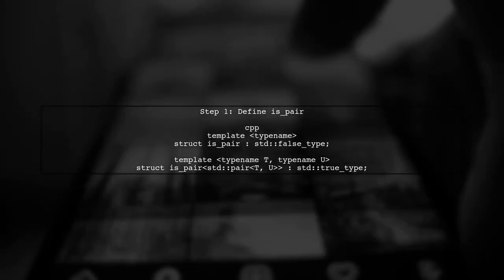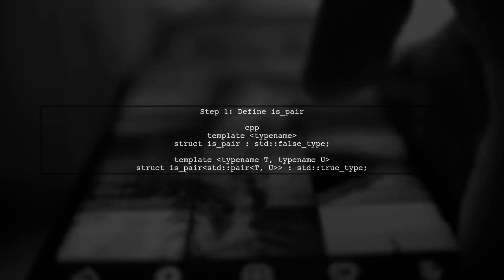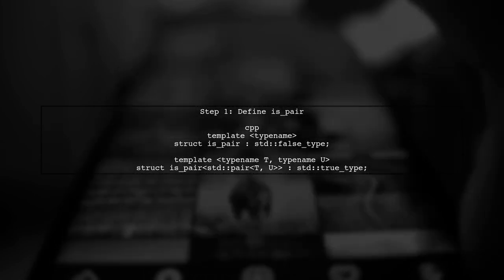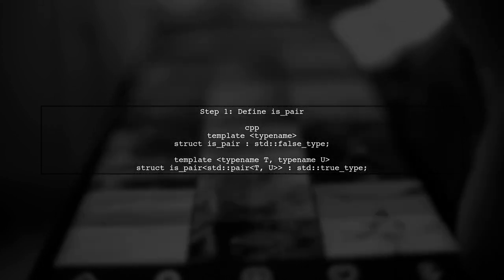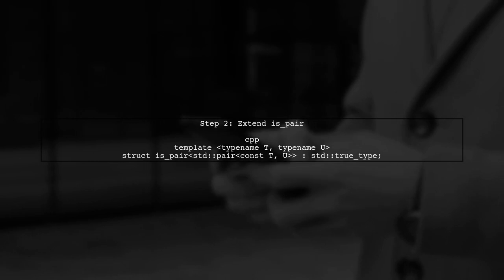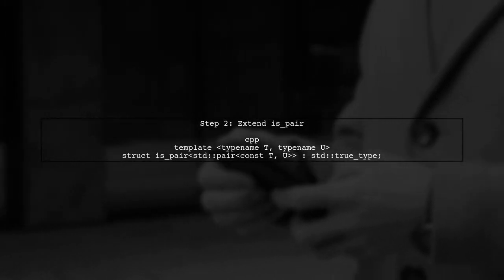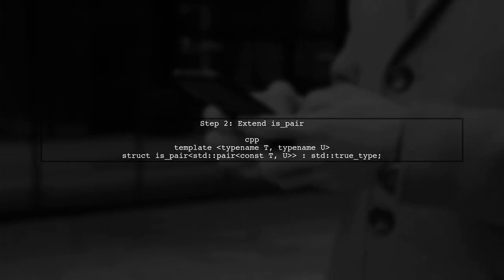Now, let's continue on. To create a specialized template function for iterators whose value type is a pair, we first need to define a type trait that checks if a type is a pair. Next, we also want to ensure that our type trait can recognize pairs with const types. We can extend our isPair definition to include const types.